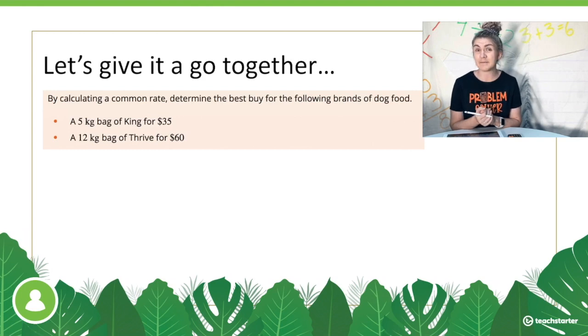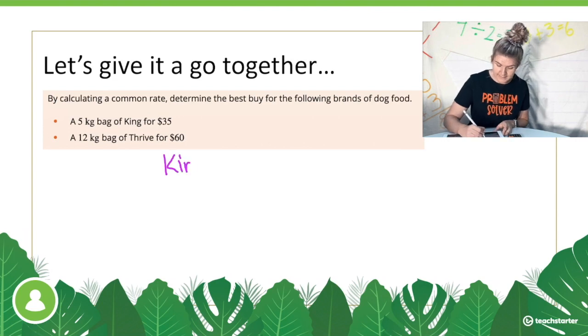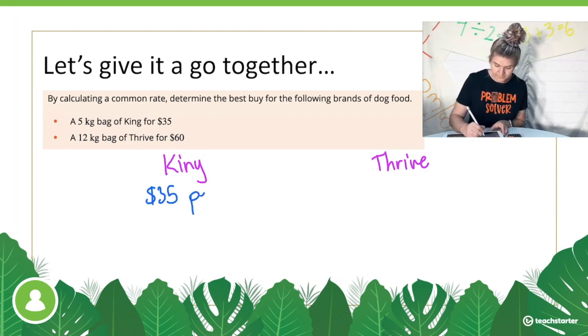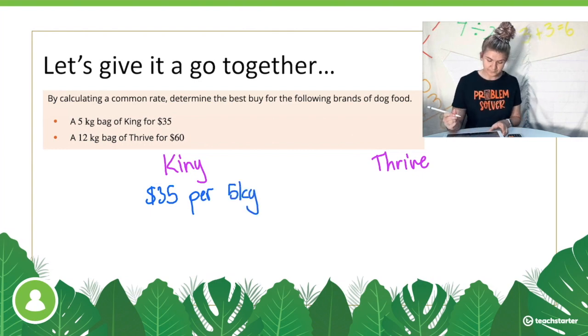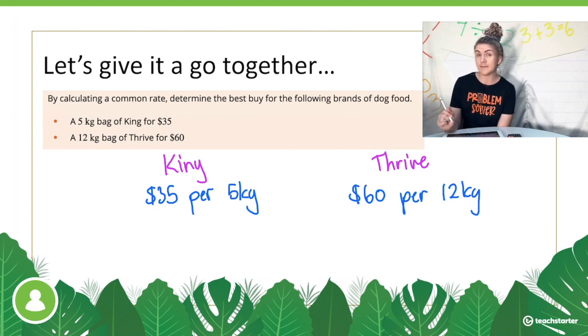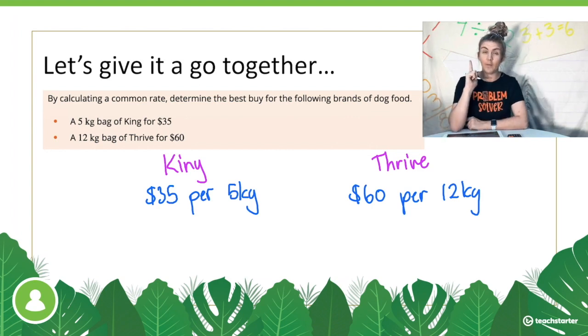All right, here it says I'm calculating the best buy for dog food. And I have Kings. Now I always like to label my things. It just helps my teacher understand what I'm talking about. I have King and I have Thrive. Now for Kings, it's $35 per 5 kilograms. And Thrive is $60 per 12 kilograms. We always like to put kilograms or all those sorts of things that we're going to bring down to the number 1 at the end.